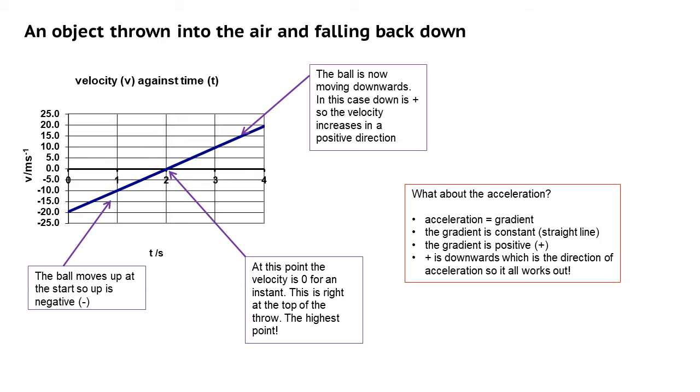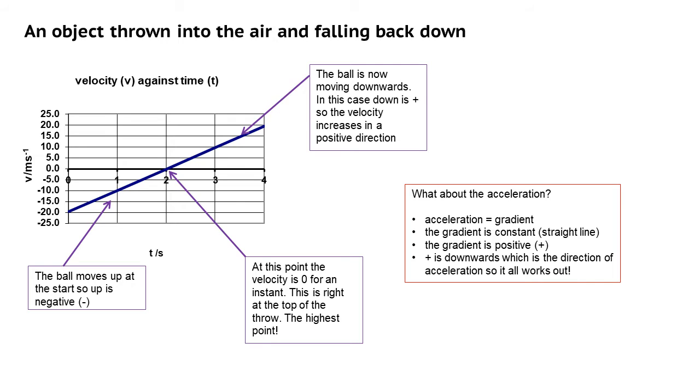At the top part of the graph here, the ball's basically now moving downwards, so we've got a positive velocity. What about the acceleration? Well, the acceleration is the gradient of the graph, and the gradient is actually constant throughout this entire graph. It's a straight line. The gradient is positive, and because positive is downwards, which is the direction of acceleration, that basically works out. You would expect something to be accelerating downwards.